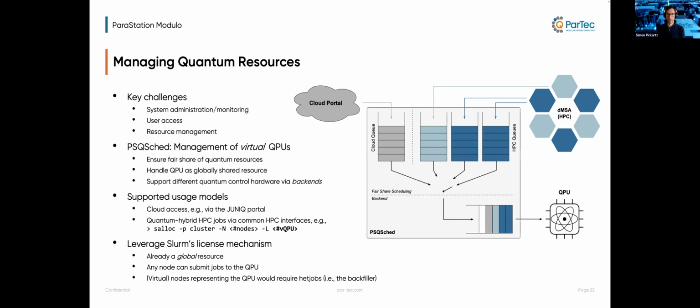From the HPC point of view, in the Slurm world, we realized this as a kind of global resource, because the QPU can be basically used from any of the HPC nodes, and requests could come from any of the HPC nodes in the system, and therefore it doesn't really make sense to dedicate a certain partition to it. But we rather use the concept of so-called Slurm licenses as a global resource in order to ensure that the fair share of quantum resources is also assigned to the quantum hybrid jobs.